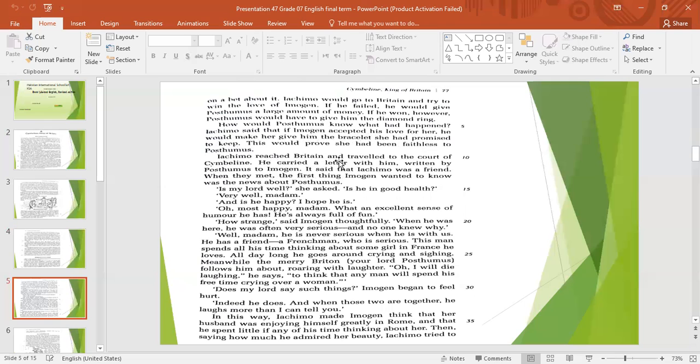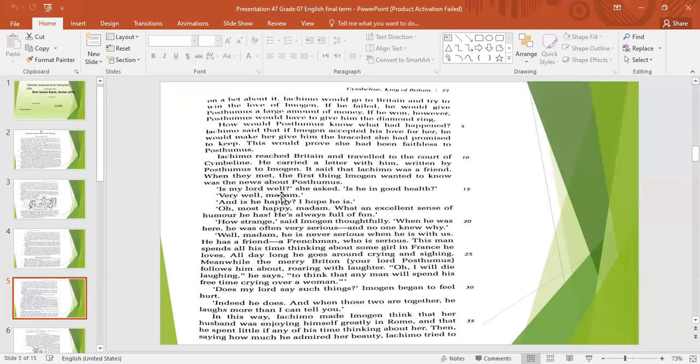Iachimo reached Britain and traveled to the court of Cymbeline. He carried a letter with him written by Posthumus to Imogen. It said that Iachimo was a friend when they met. The first thing Imogen wanted to know was the news about Posthumus.